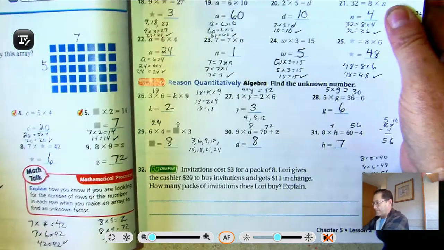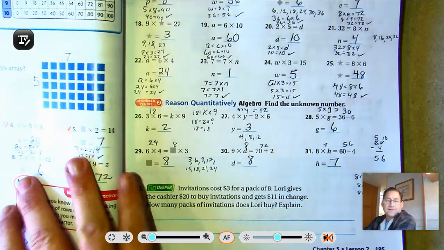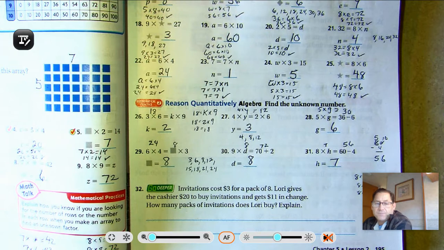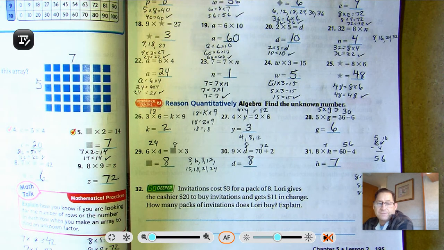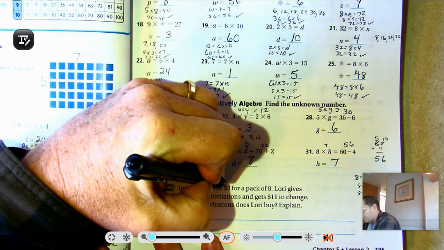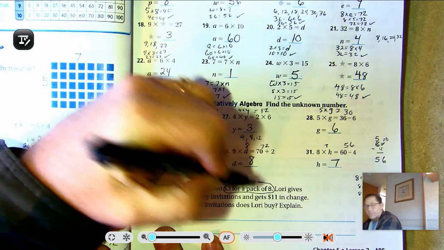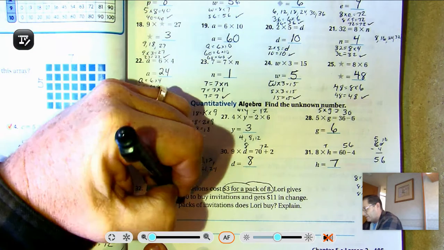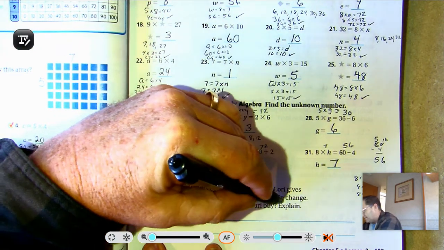All right, 32. Invitations cost $3 for a pack of 8. Lori gives the cashier $20 to buy invitations and gets $11 in change. How many packs of invitations does Lori buy? Explain. $3 for a pack of 8. She gave the cashier $20 and got 11 back.